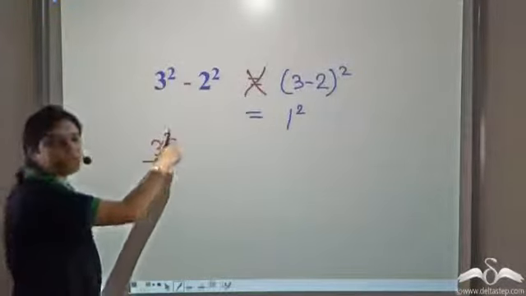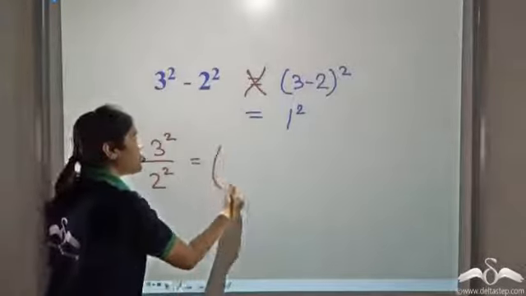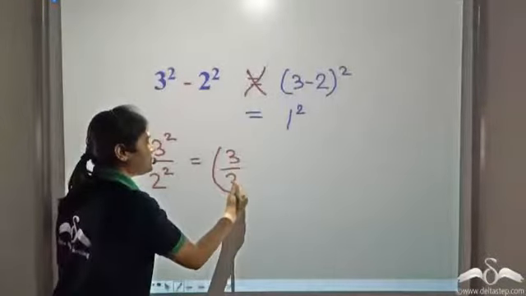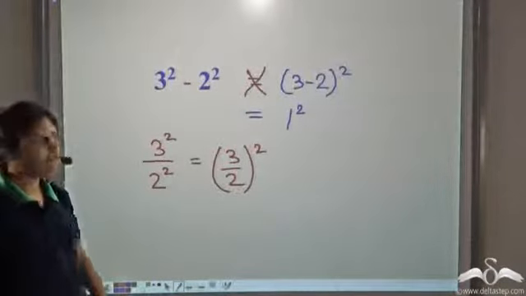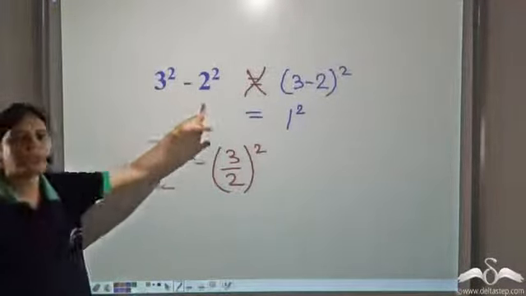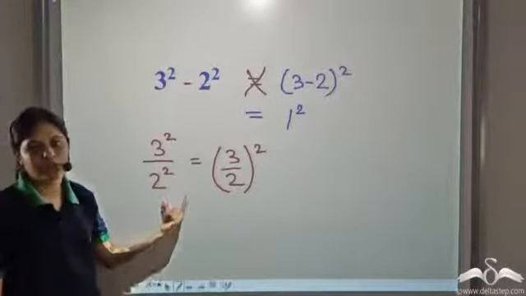So if we have 3 to the power 2 divided by 2 to the power 2, we can divide the bases and keep the power same, but we cannot do it for subtraction. It can be done only for division.